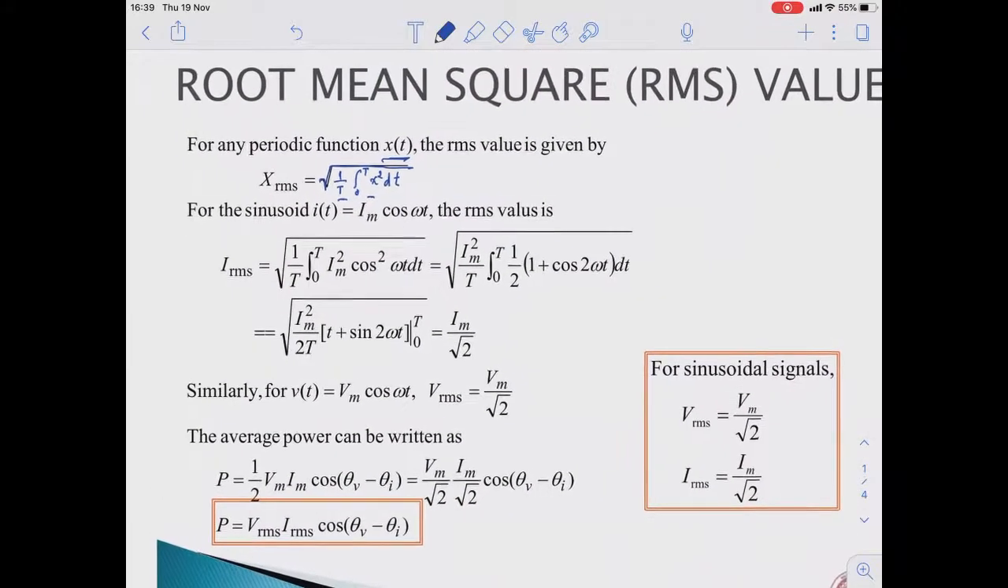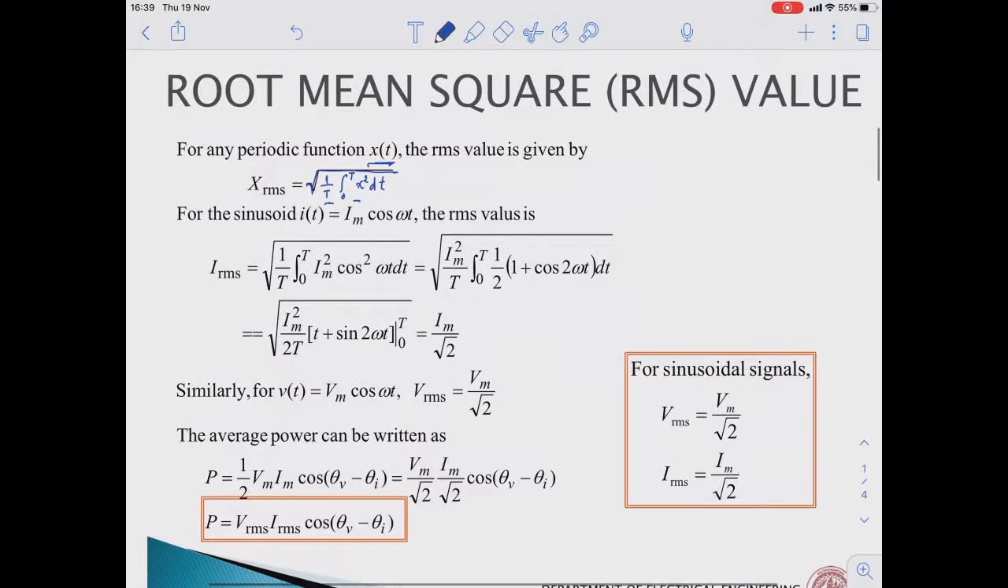For a circuit, we have a voltage or current, and our voltage and current is a sinusoid, so it can be represented by i(t) = Im cosine omega t. The RMS value of the current, I_RMS, is equal to the square root of 1 over T, integrate from 0 to T of Im squared cosine omega t squared dt.